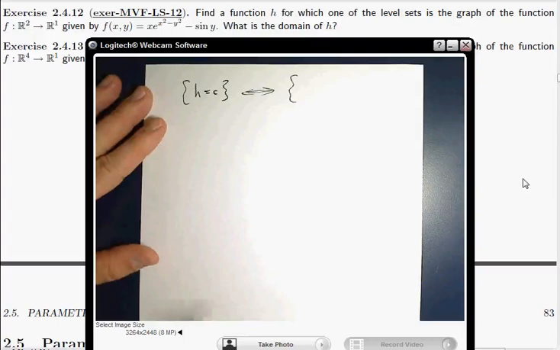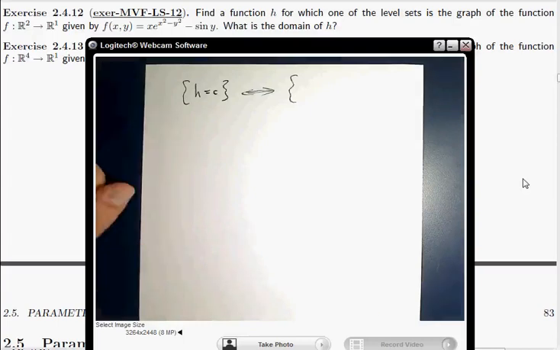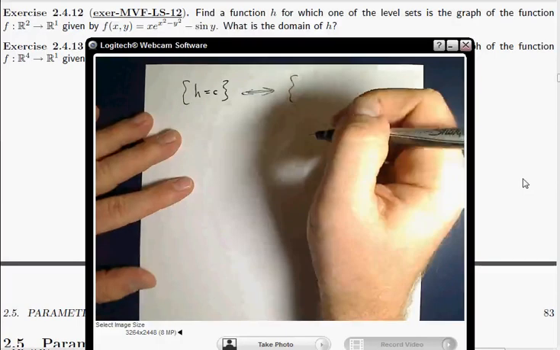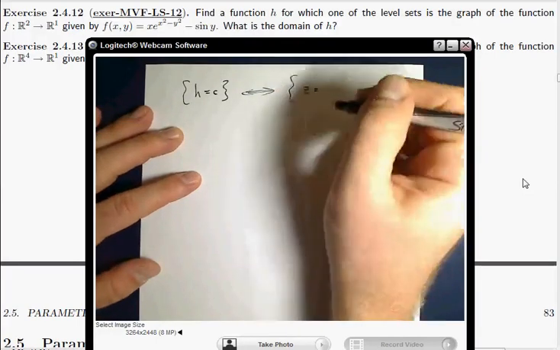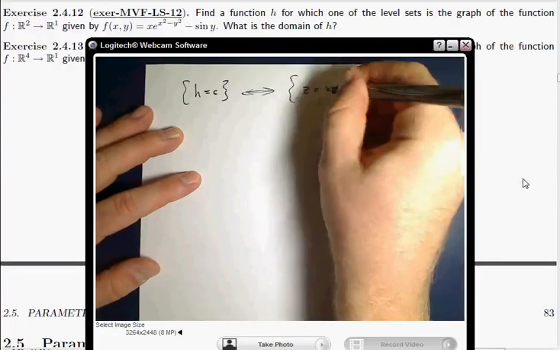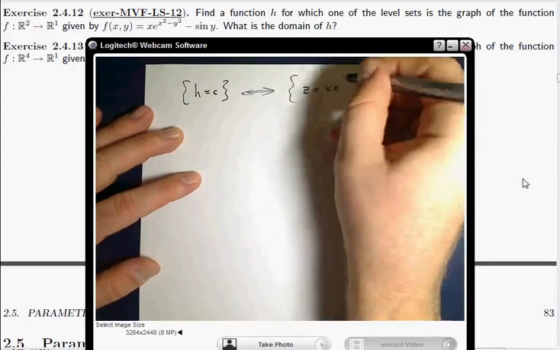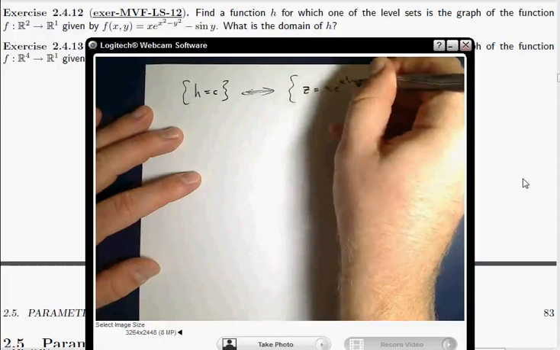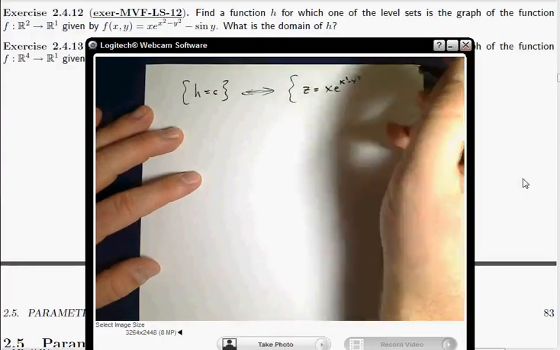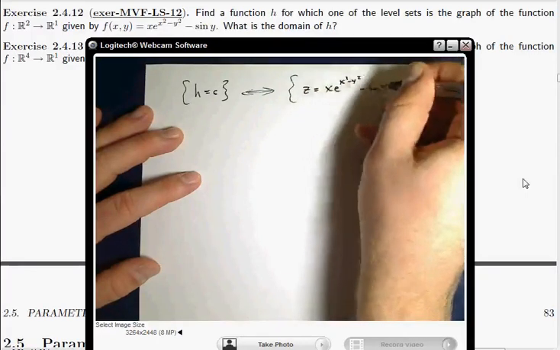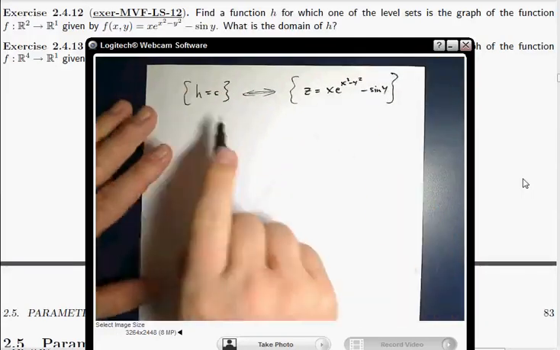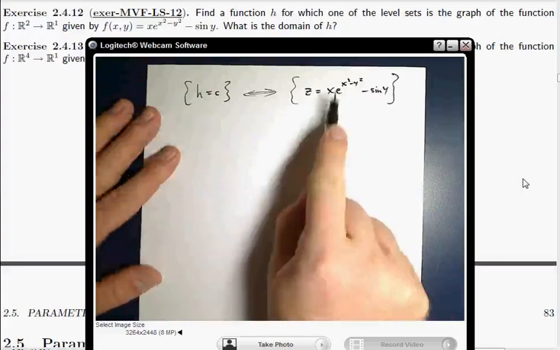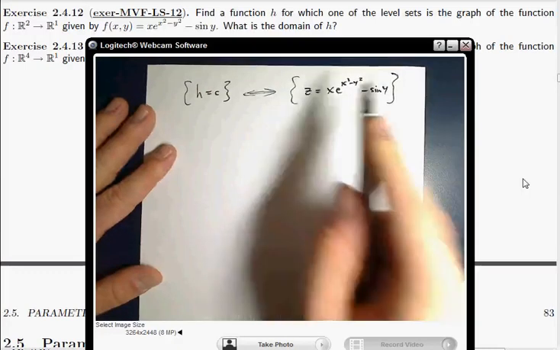and the set described by, let's see, I need to take the graph of this function. All right, well, that's a function of two variables, x and y. We'll form the graph by setting that equal to z, x e to the x squared minus y squared minus sine y. And I want these two sets to be equal. In other words, I want this equation and this equation to be equivalent, logically equivalent.